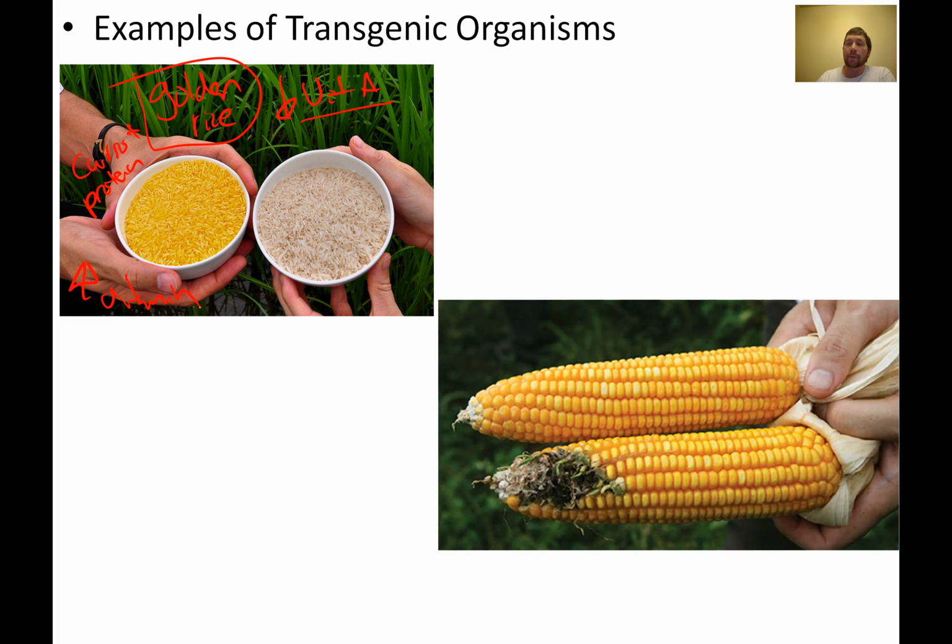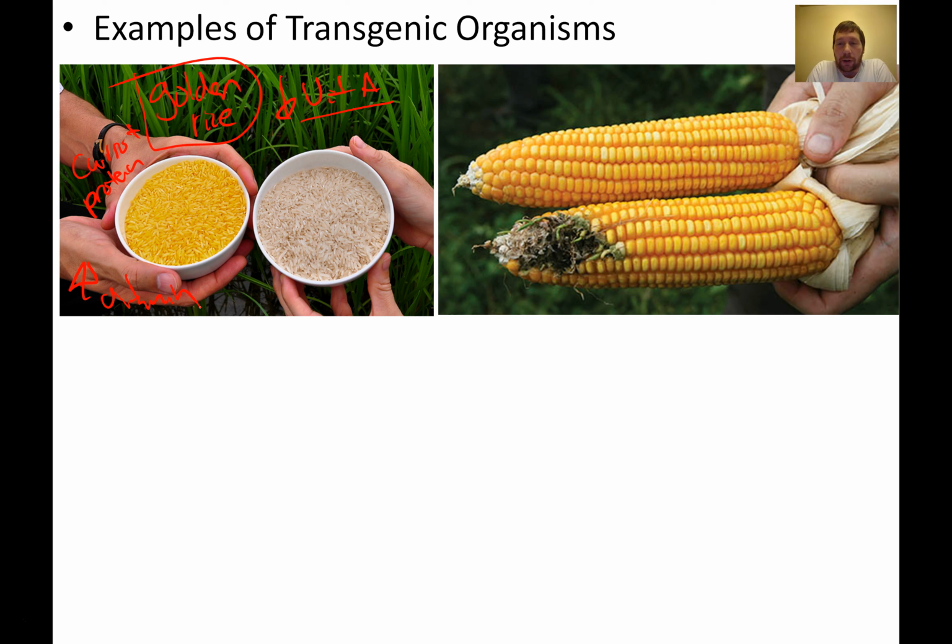Another example of a GMO crop is corn. What you're looking at here is we've modified corn to make a protein that we call the Bt protein. This Bt protein is made by bacteria, and it kills caterpillars, and only caterpillars. That's the really cool thing about it: it won't hurt any other insect, it won't hurt humans, it won't hurt any other plant.